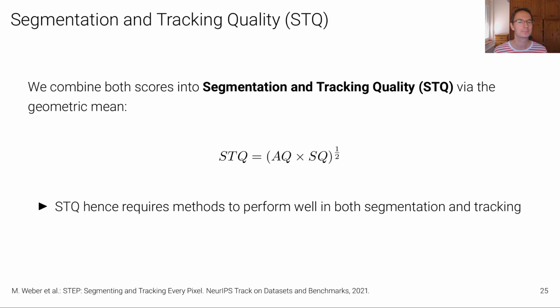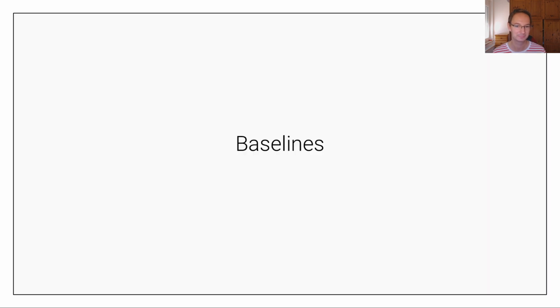Okay. Now we combine both scores into the segmentation and tracking quality, STQ, via the geometric mean. Very simple. Both can be assessed independently and they are combined in a very simple way. And therefore, STQ requires methods to perform well on both segmentation and tracking.